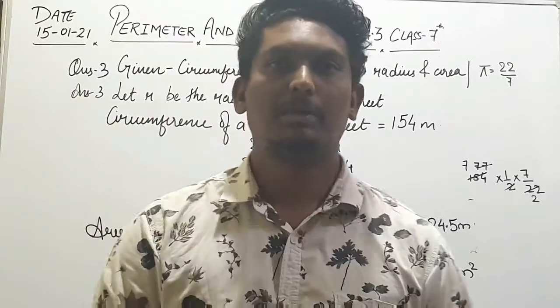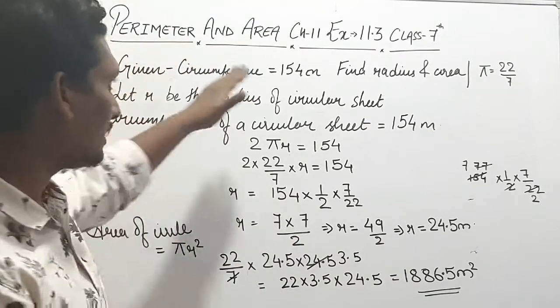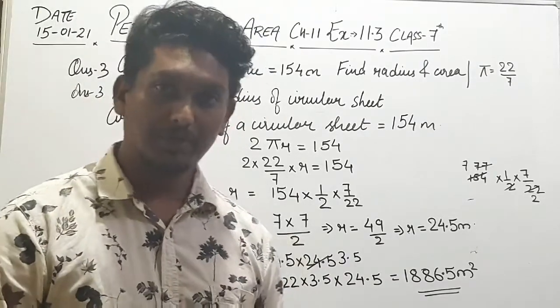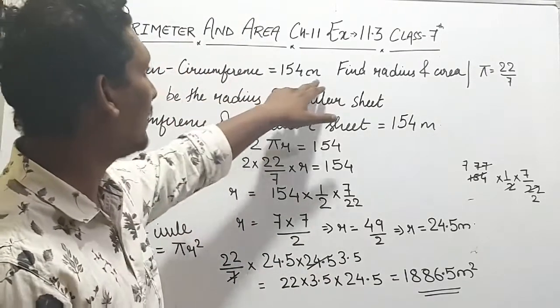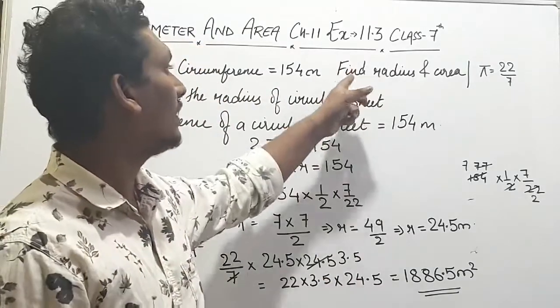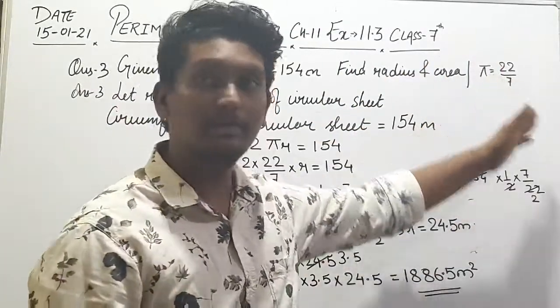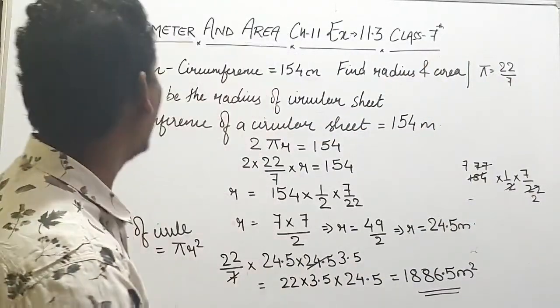Okay, now come to question number 3. In this question number 3, one circular sheet is given whose circumference is given to you. Okay, that is 154 meter. And what do you have to find out? You have to find the radius and the area. The value of pi is given 22 by 7.